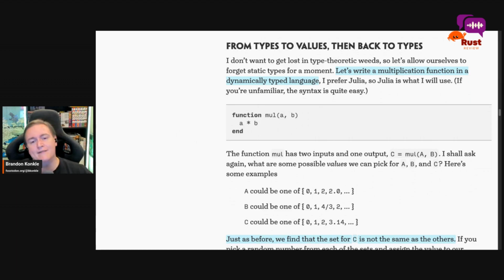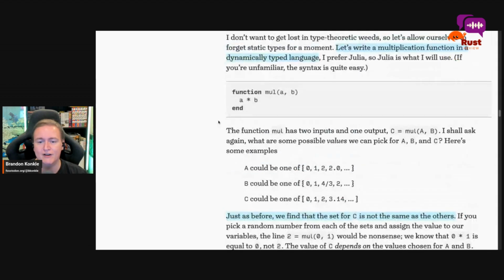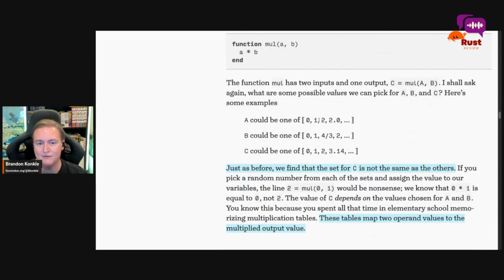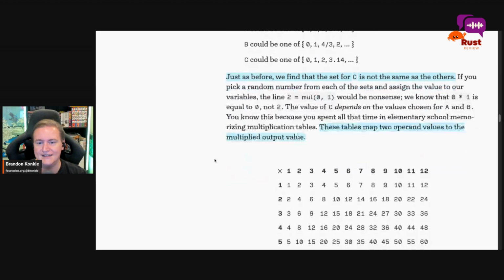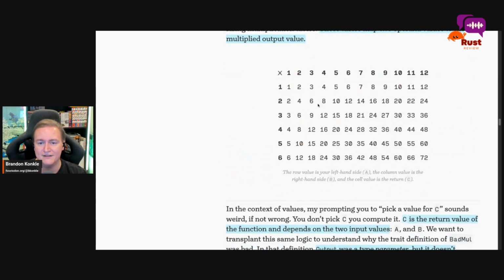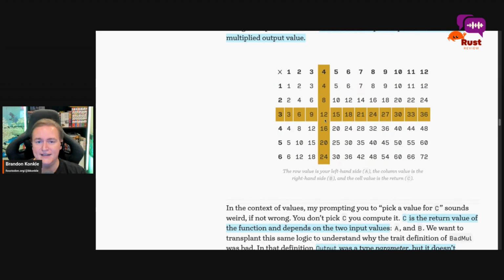So to explain more of this, he steps back a minute. He says, let's forget about static types for a moment. Let's write it in a dynamically typed language. He uses Julia. So he runs through the same kind of example. What could the possible values of these variables be? And again, we see that the set for C is not the same as the others. The value of C depends on the values chosen for A and B. And so there's a mapping. There's a table that maps it. You can see, if A is 2 and B is 3, then output is going to be 6. And so the output is dependent on the inputs.